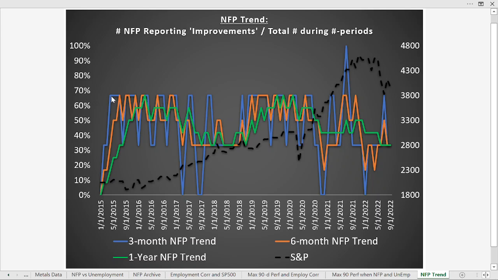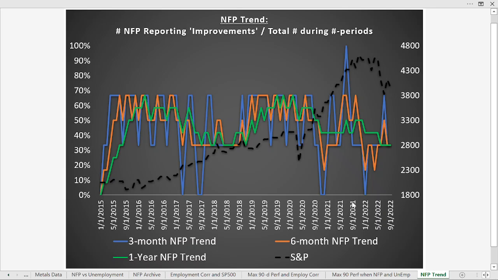Over here, we can see the blue line at the very top is almost 70%, around 66%. That means 2 out of the last 3 reports were an improvement. And obviously, most recently, we don't see that. We actually have a 33% result. Only 1 of the last 3 reports was an improvement. The orange line represents a 6-month trend, meaning out of the last 6 reports, how many were good. And that 6-month trend is also not so good at all, around 33%.